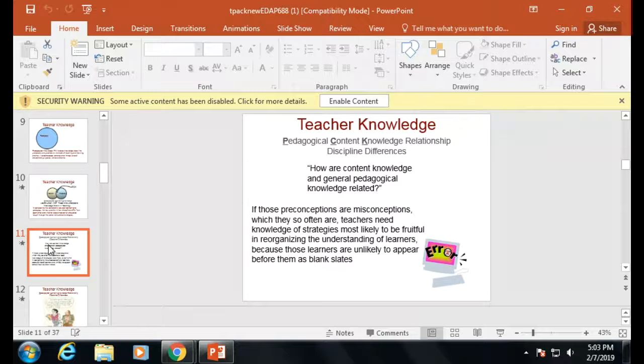Then he goes on to say that those preconceptions that are now misconceptions, teachers need knowledge of strategies most likely to be fruitful in reorganizing the understanding of learners, because those learners are unlikely to appear before them as blank slates. You see this all the time in math classes, especially in middle school math classes, where we're trying to move kids more into the way of computing, especially when we're working with equations and algebraic expressions, into sort of more of the quote unquote mainstream. Although you're seeing more and more of that kind of work being done with applied math. I won't get into that argument.